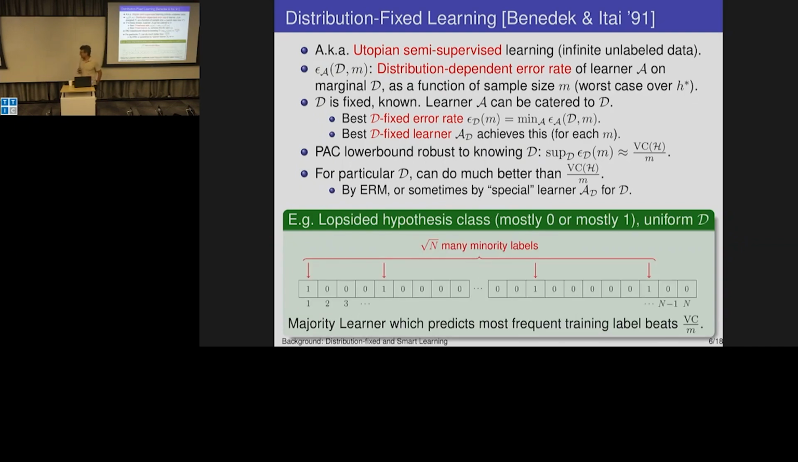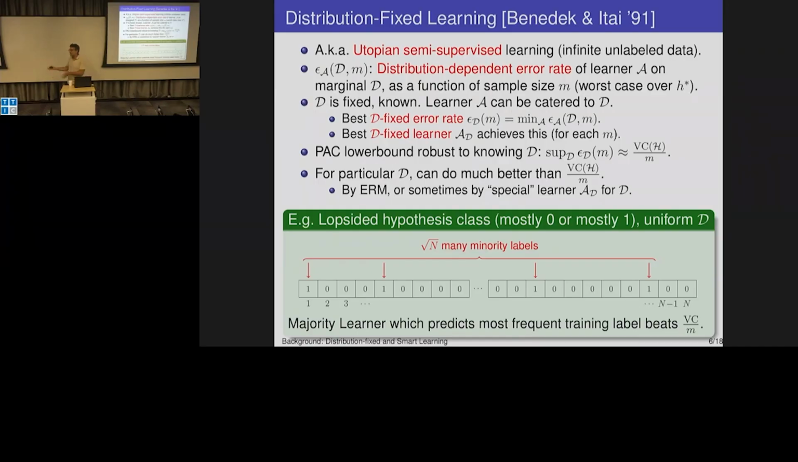A more interesting case is when you have to change the learner to do better. And this is my favorite example of this. There's many examples, but this is my favorite one. I'm going to define what I'm going to call the lopsided hypothesis class. And this is where you have a large space of unlabeled points. Think of it as capital N many points. And a hypothesis is one that is either mostly zeros or mostly ones. So imagine that a hypothesis, for example, this hypothesis is mostly zeros except for square root of capital N many points. I'm going to call them the minority points that have a label of 1.